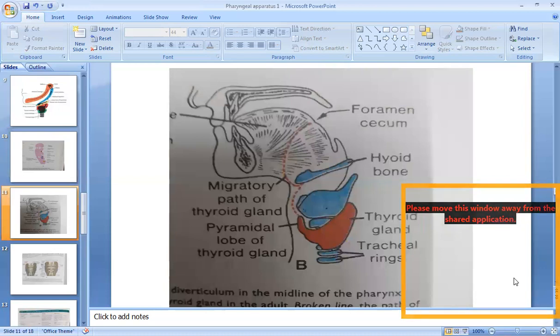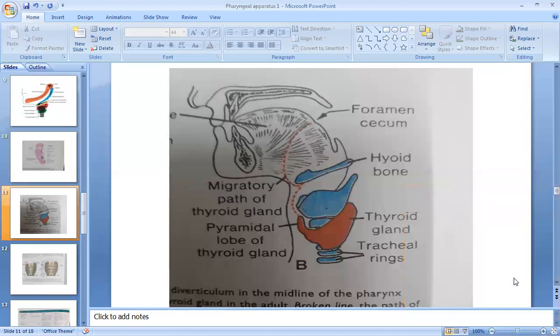We leave this for the time being because this is the development of the thyroid gland and its pathway. We will discuss it later in its relevant place.